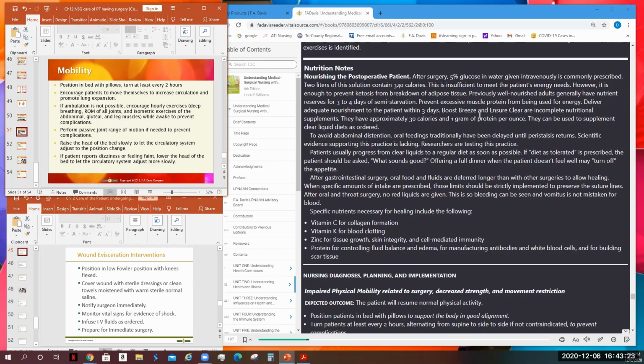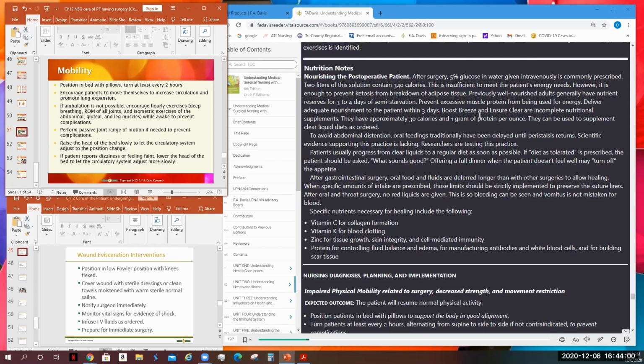To avoid abdominal distension, oral feedings traditionally have been delayed until peristalsis returns. Scientific evidence supporting this practice is lacking. Researchers are testing this practice. Patients usually progress from clear liquids to a regular diet as soon as possible. If the diet as tolerated is prescribed, the patient should be asked, "What sounds good?" Offering a full dinner when the patient doesn't feel well may turn off the appetite.